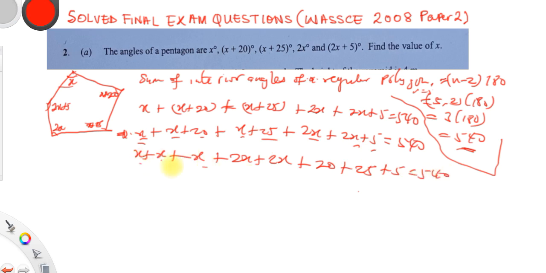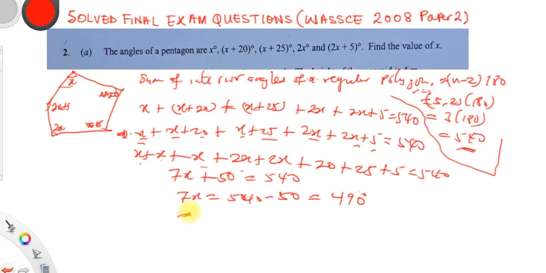So what is this? We have x plus x, this is 3x plus 2x, 5x plus 2x, we get 7x. So 7x plus this is 20 plus 25, plus 5, you get 50 degrees. So 7x plus 50 is equal to 540. Okay. So we have 7x is equal to 540 minus 50, which is equal to 490 degrees.